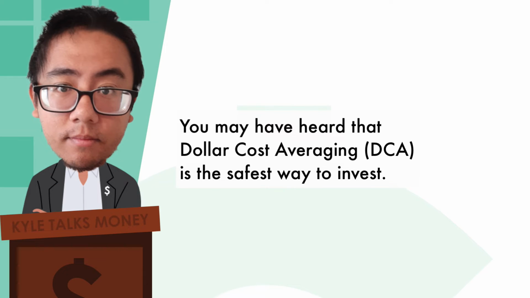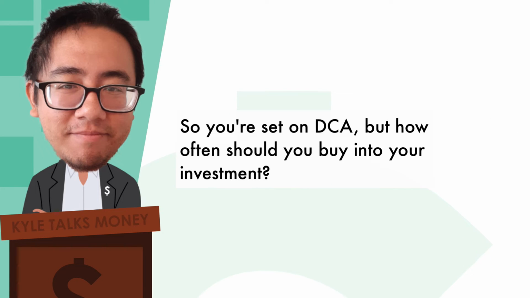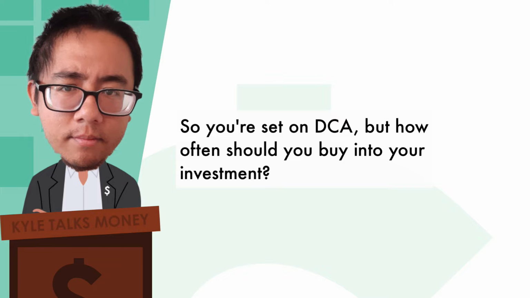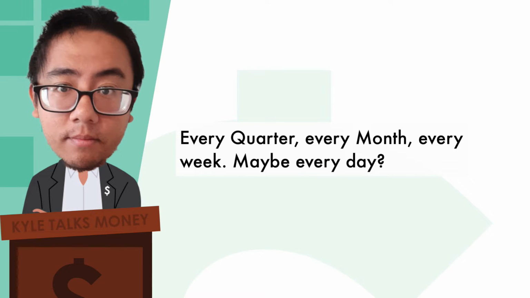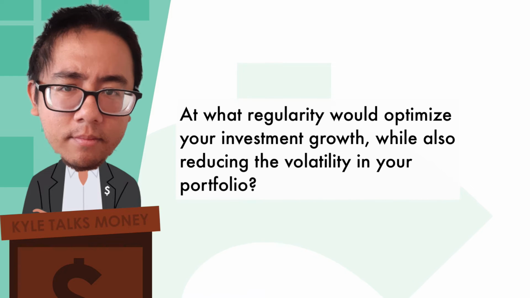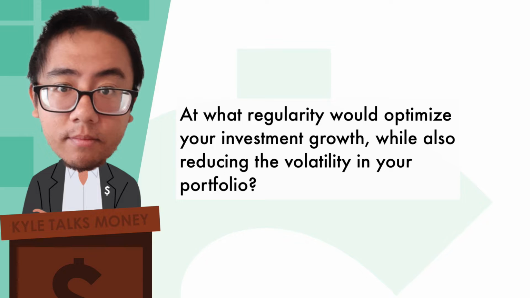You may have heard that dollar cost averaging is the safest way to invest. So you're set on dollar cost averaging, but how often should you buy into your investment? Every quarter, every month, every week, maybe every day? At what regularity would optimize your investment growth while also reducing the volatility in your portfolio?